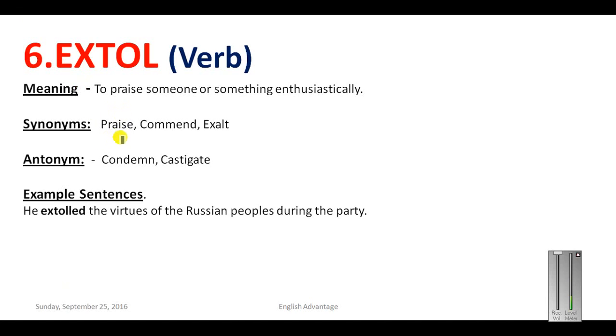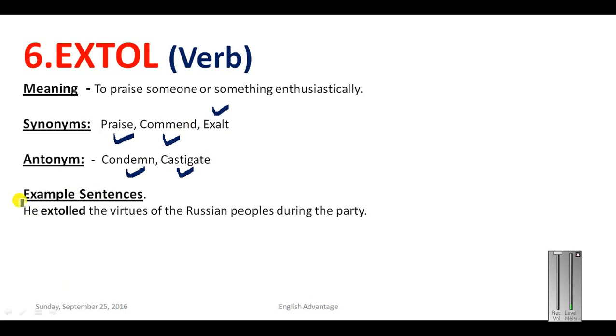And the synonyms for this word are praise, commend, and one adjective that can be made from this word is commendable. Commendable means very praiseworthy. Okay, and the next word is exalt. So exalt and extol both mean to praise someone very enthusiastically. And the antonym for this word could be condemn, castigate, or criticize.